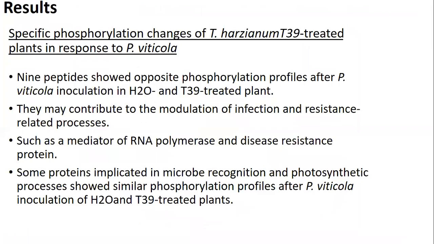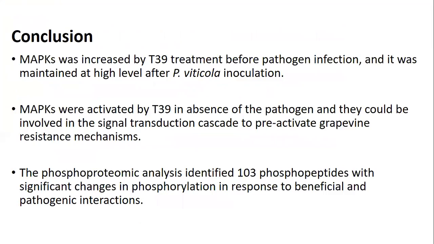Results for specific phosphorylation changes of T39 treated plants in response to P. viticola are 9 peptides show opposite phosphorylation profiles after P. viticola inoculation in water and T39 treated plants, such as a mediator, RNA polymerase and disease resistance protein. They may contribute to the modulation of infection and resistance related processes. However, some proteins implicated in microbe recognition and photosynthetic process showed similar phosphorylation profiles after P. viticola inoculation of water and T39 treated plants.